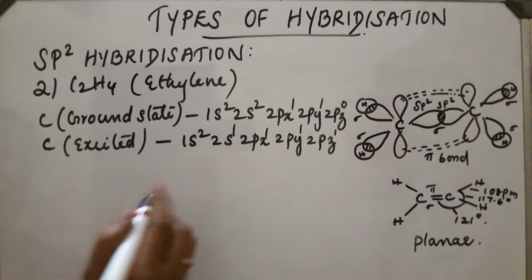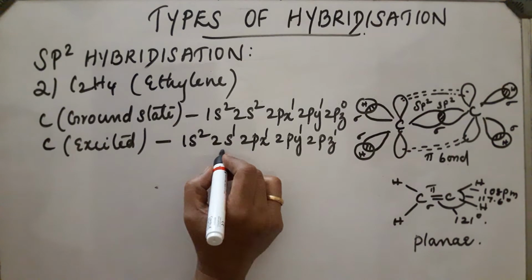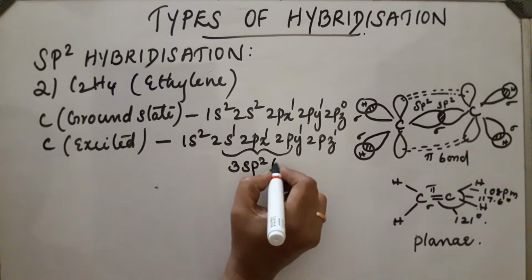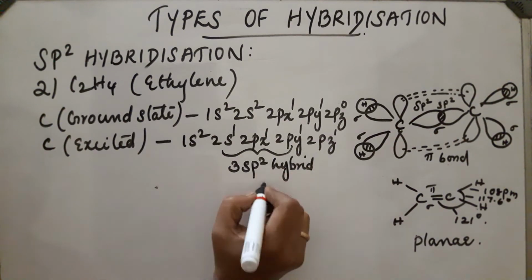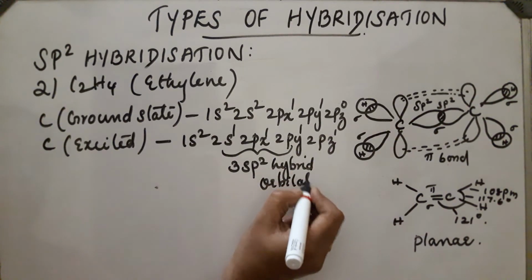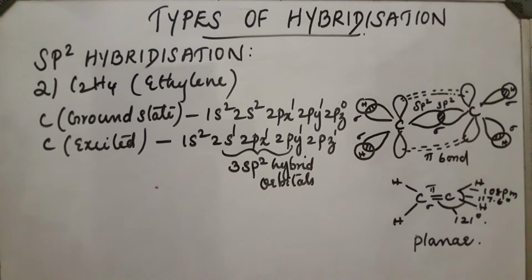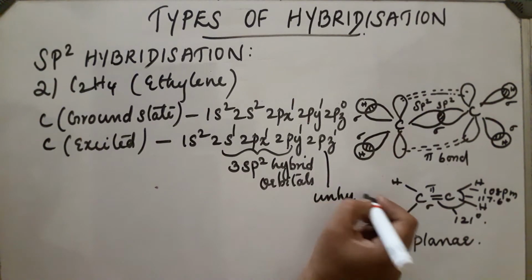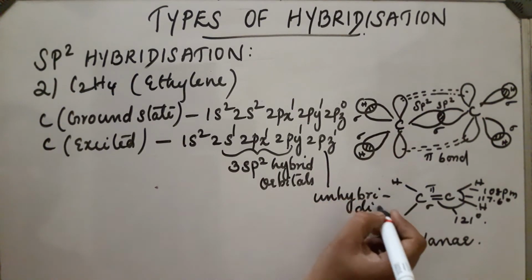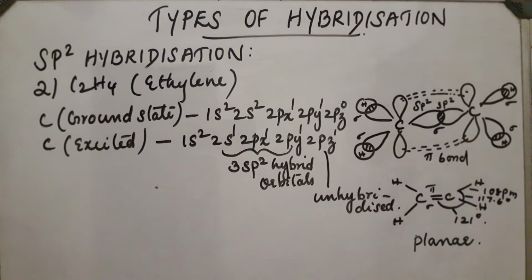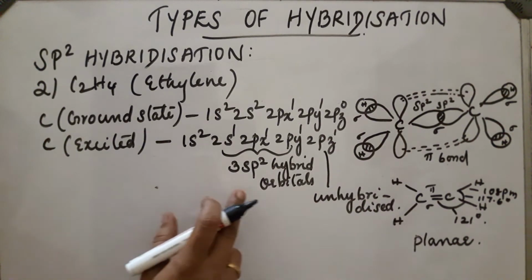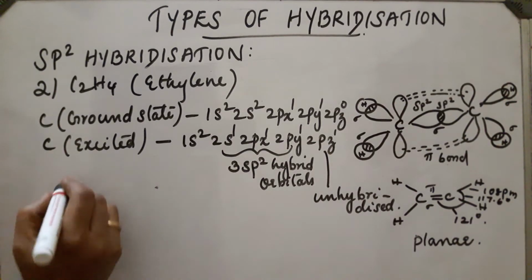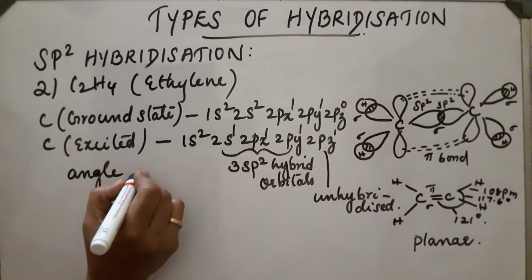So this carbon is sp2 hybridized. One 2s and two 2p orbitals hybridize and form three sp2 hybrid orbitals. The remaining half-filled atomic orbital does not take part in hybridization, so it remains unhybridized. In each carbon atom, three sp2 hybrid orbitals of equal energy are oriented at an angle of 120 degrees.